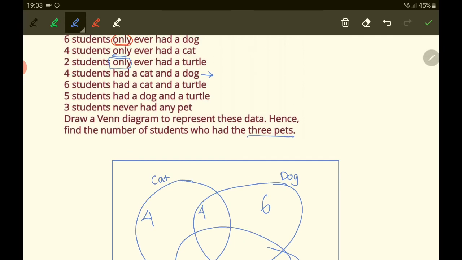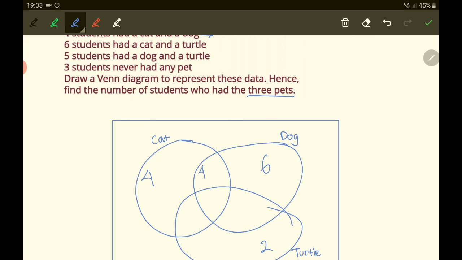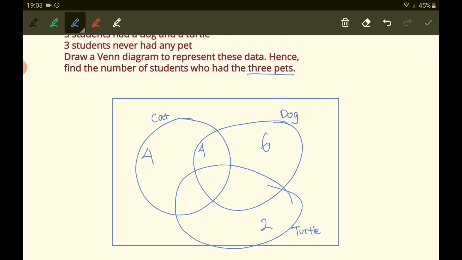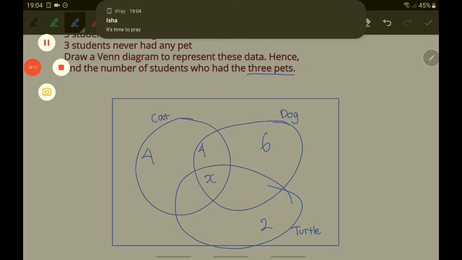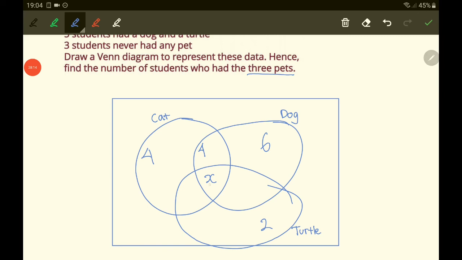Yeah, and then because the question is asking about the number of students who had 3 pets, so the location for 3 pets is here. This is the x. Yeah, so we are going to change here the x. Okay, so this one is the x. So we are going to find the value of x here.